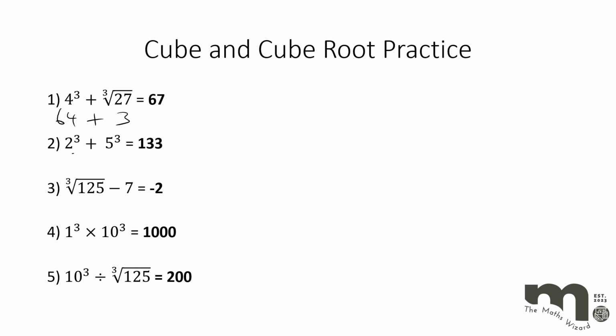And on this one here, we've got 8 just there. Add 125 there, and that will give us 133. Cube root of 125 is 5. Take 7 away, and we get into our negative numbers there. We get minus 2. 1 cubed, remember, is 1. Times that by 1000, and we'll get 1000. Then we've got 1000 there for 10 cubed, divided by the cube root of 125, which is 5. And that will give us our 200 there for our final answer.